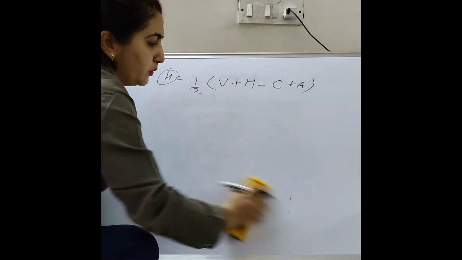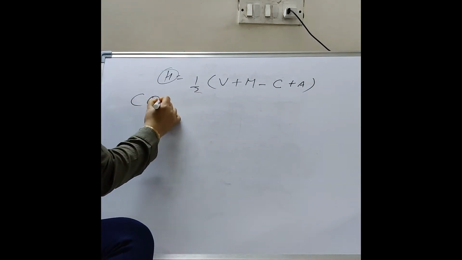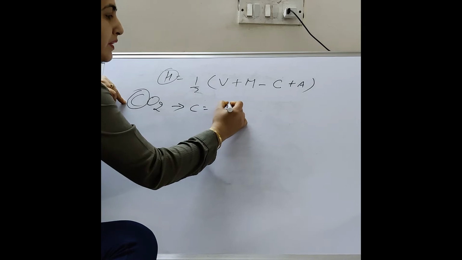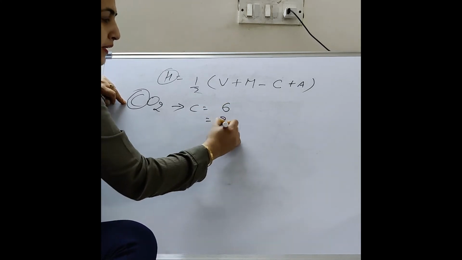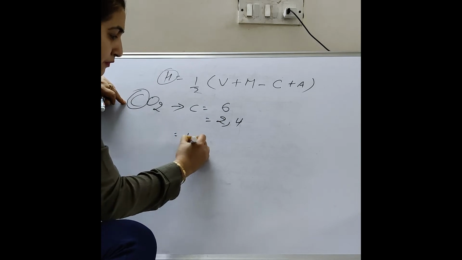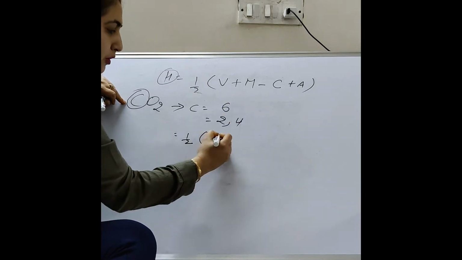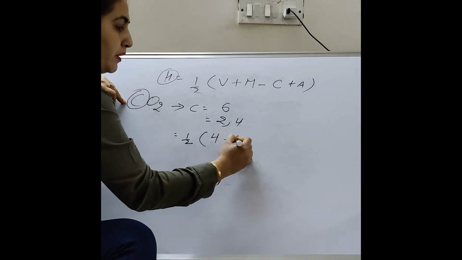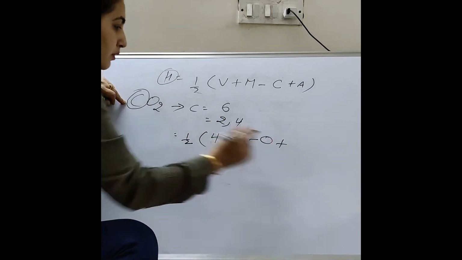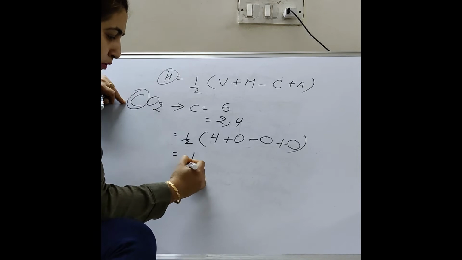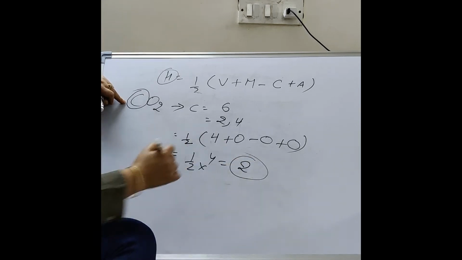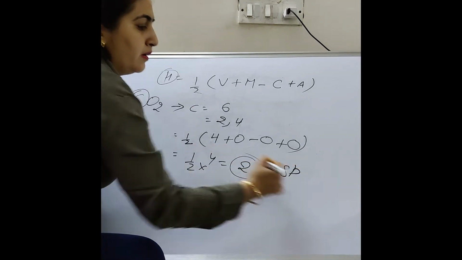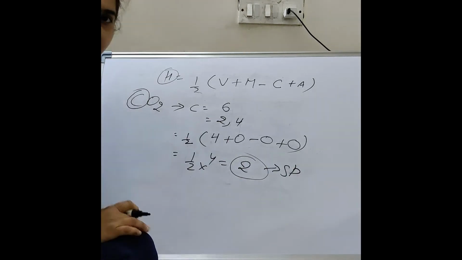Let us take the example of CO2. Here the central metal atom is carbon. Carbon has the atomic number 6. First shell 2 electrons, second shell 4 electrons. So half into the number of valence electrons, 4. Monovalent atom, there is no monovalent atom, as we have only oxygen here. So it will be 0. There is no positive charge, 0. There is no negative charge, 0. So what will it be? 2. So the hybridized orbital number comes to be 2, so hybridization will be sp and the shape will be linear.